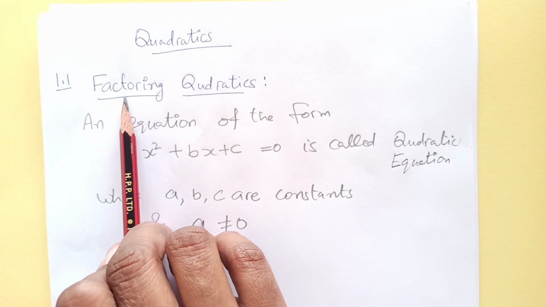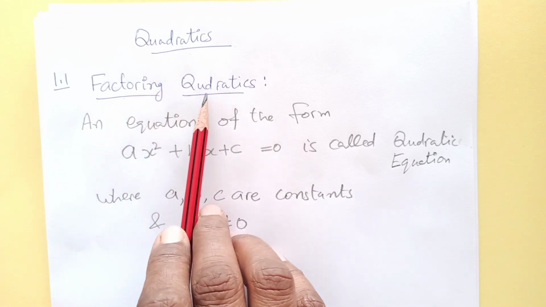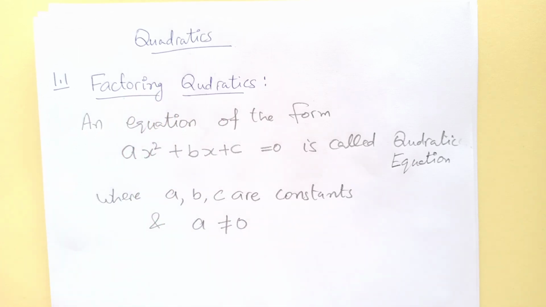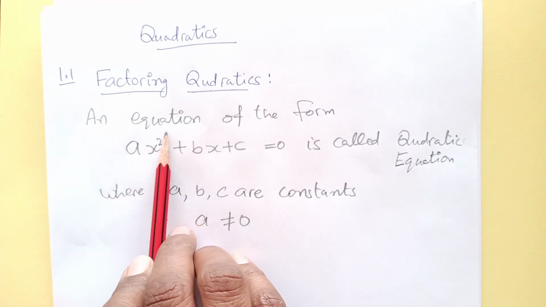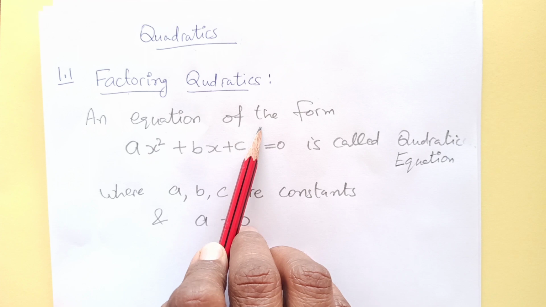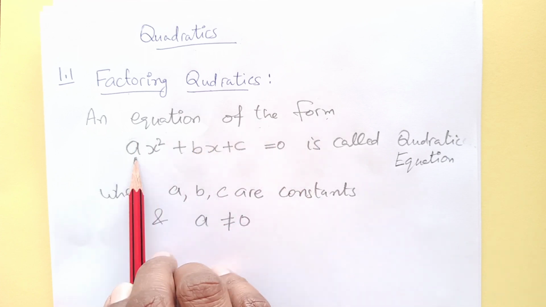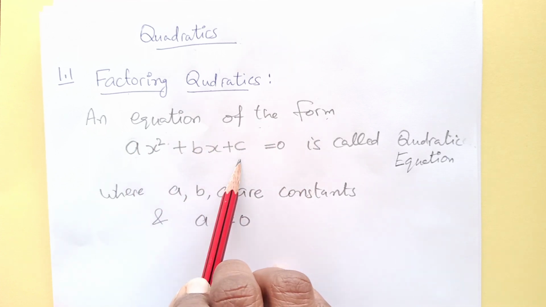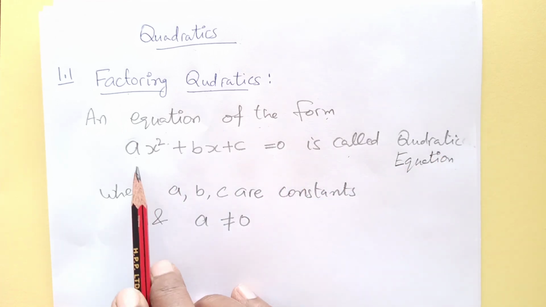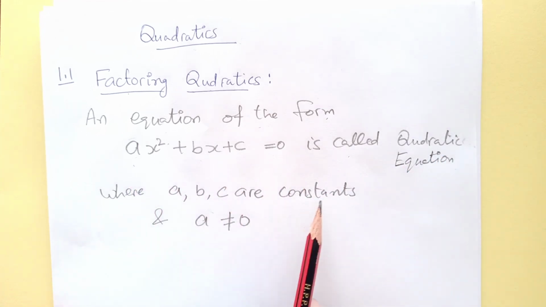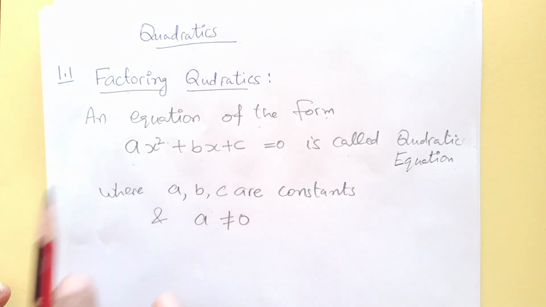First topic is factoring quadratics. So for quadratic equation, you need to know what a quadratic equation is. You have done this in IGCSE, that an equation of the form ax squared plus bx plus c equals 0 is called a quadratic equation, where a, b and c are constants and a cannot be 0. Now you know why a cannot be 0?